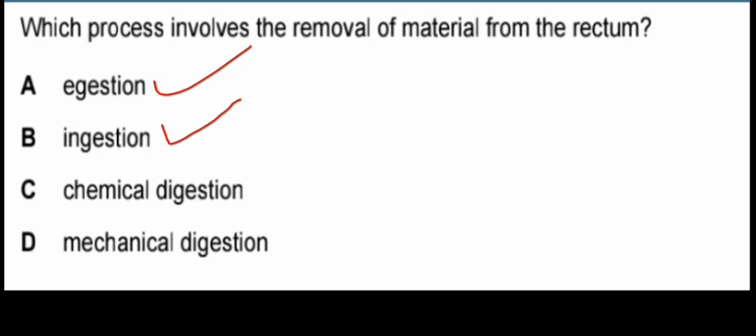Okay. Then when you talk of chemical digestion, this one deals with the digestion involving the enzymes. When you talk of mechanical digestion, this one is going to involve the use of teeth. Now, to select the option, it's just going to be A. That's the removal of material from the rectum.